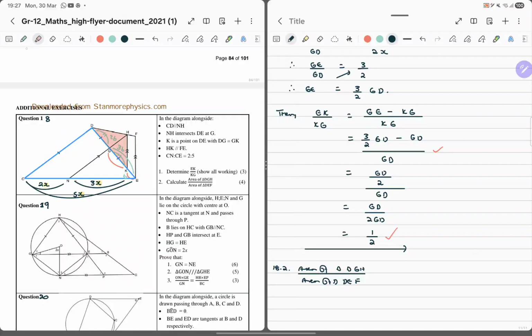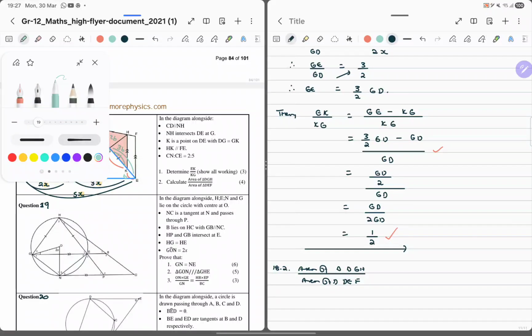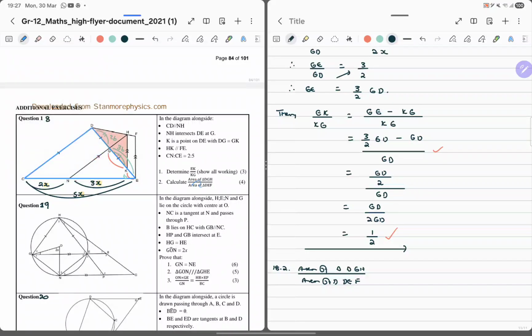Is that one? And then where is this other one? Where is this other one? DEF. Okay, it's this one. We can outline it like SWA.